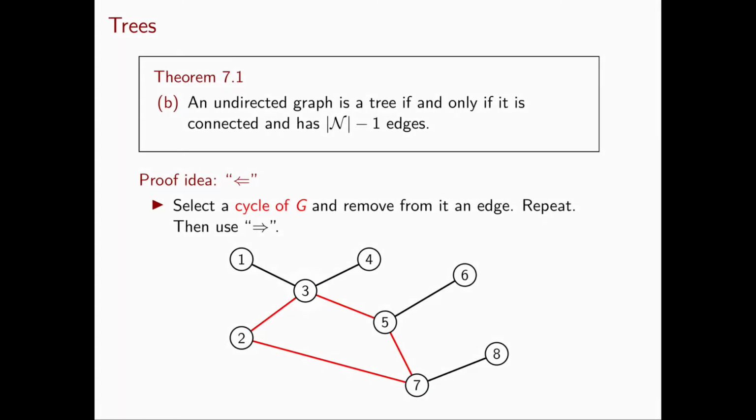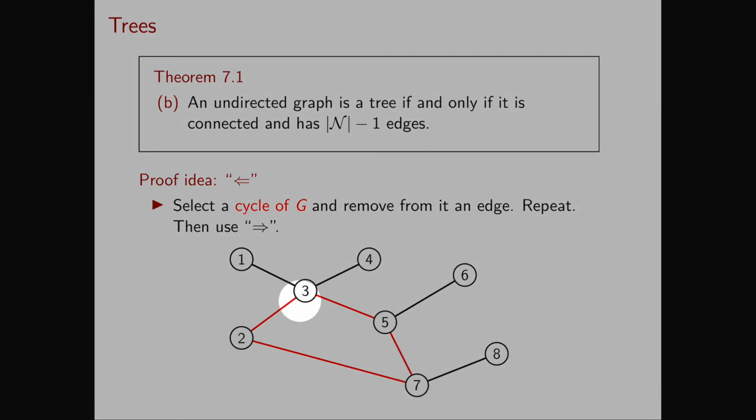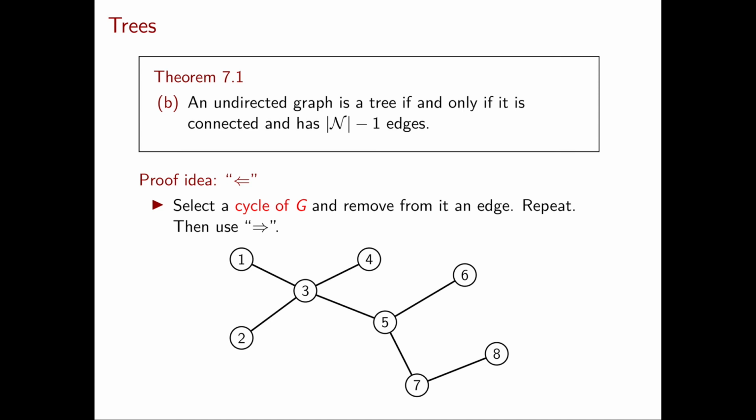Finally, we have the cycle 3, 5, 7, 2, 3. In this case, we remove the edge 2, 7. At this point in our example, we have no more cycle. So we end up with a graph that is still connected and now has no cycle, so it is a tree. Now we use the implication left to right of the if and only if.